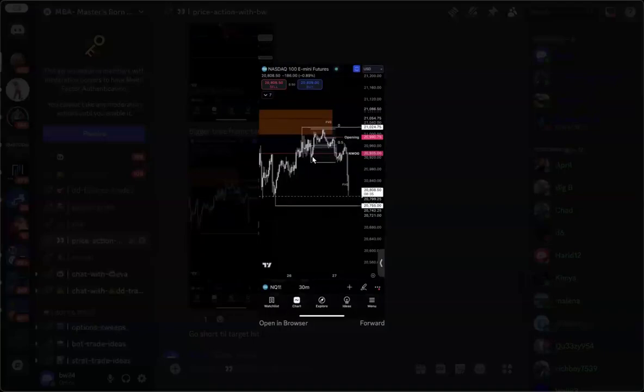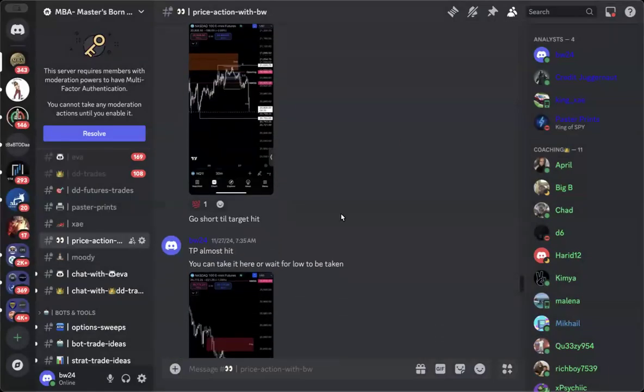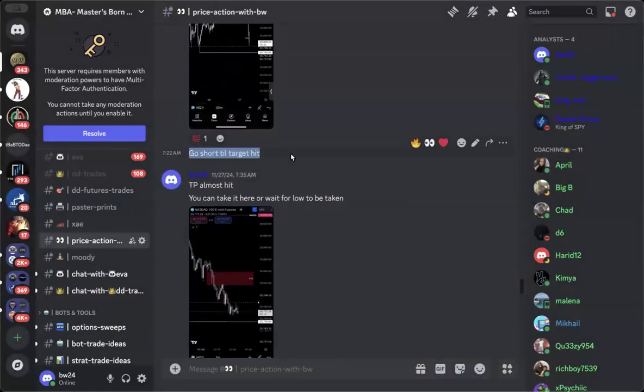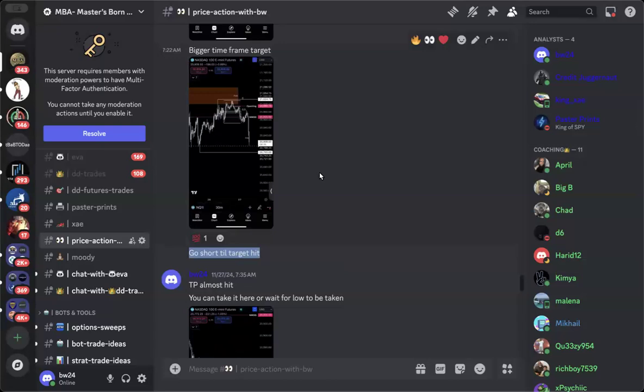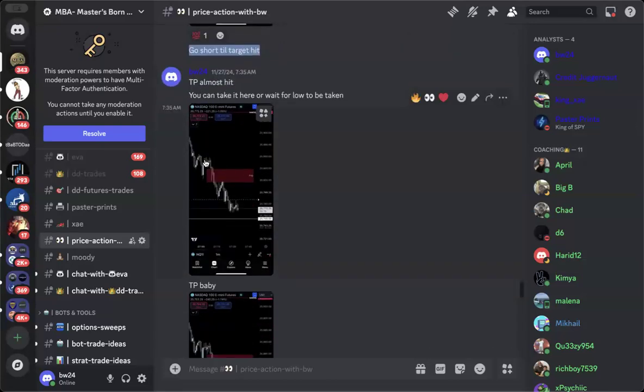It's a little sloppy. But we had this fair value gap right here. I don't know if you guys can see it. Just look at the structure, right? We break, and we immediately dump. We break the support right here, retest, and we dump. And we go straight for liquidity. And what I said in the channel is to go short until the target is hit. So we go short.